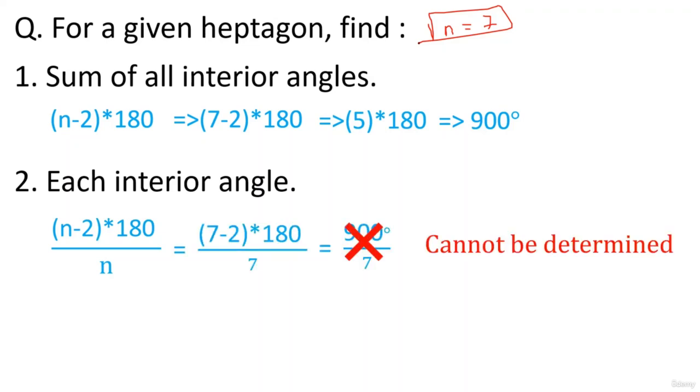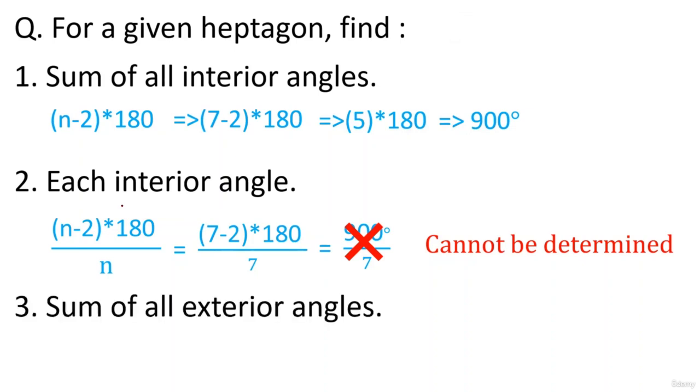No, the answer is cannot be determined. Why, guys? ये formula जो हमने सीखा है (n minus 2) into 180 upon n, this formula is applicable only for a regular heptagon, right? Or rather a regular polygon for that matter, right? So if you don't have a regular polygon, you can't apply the formula. Hence, the answer is cannot be determined. Let's go on to the next question, guys.